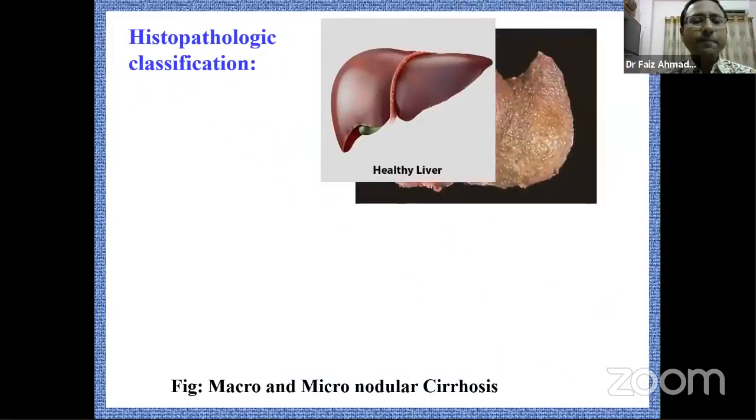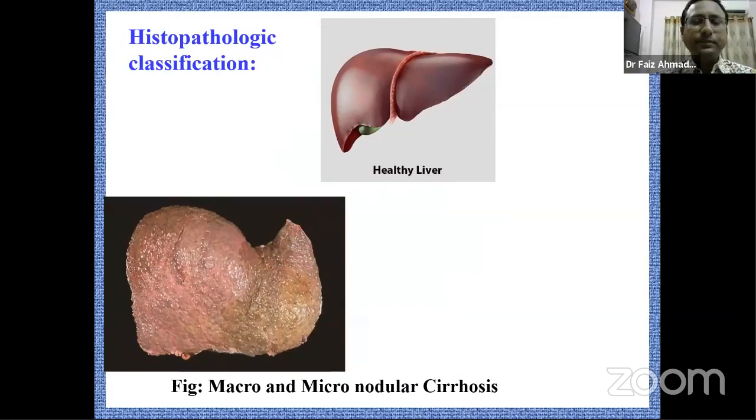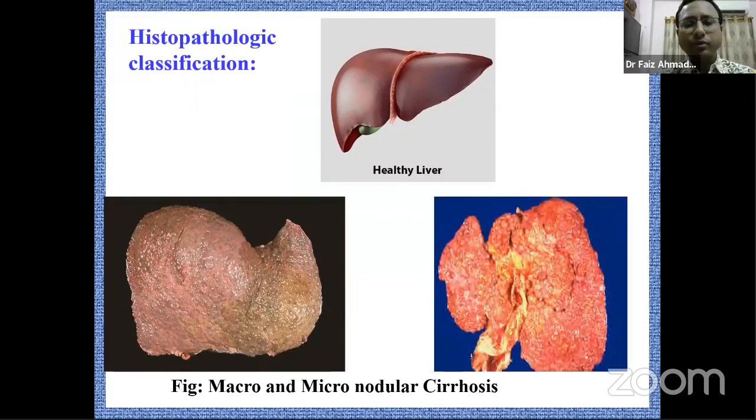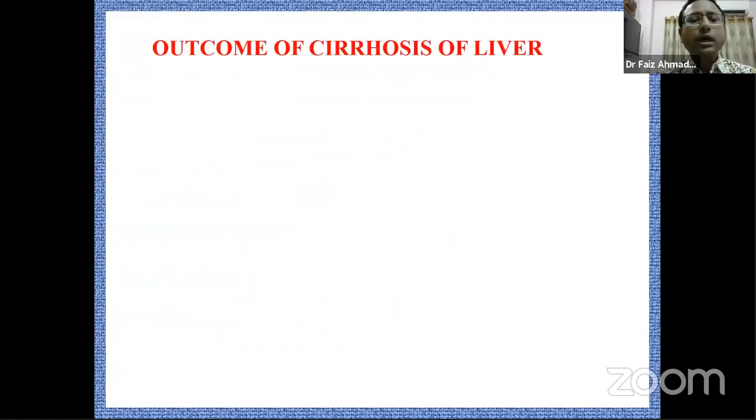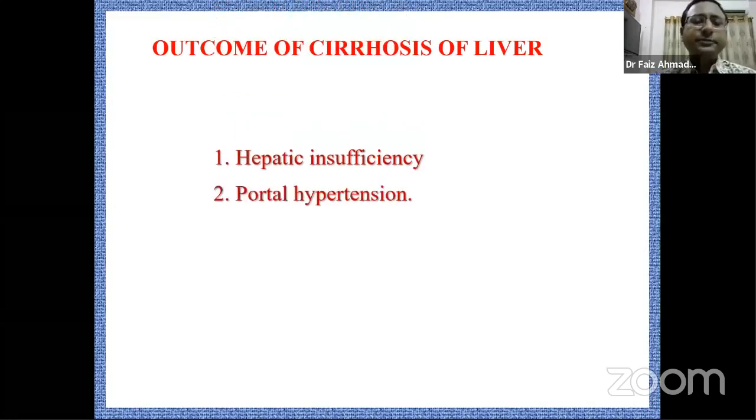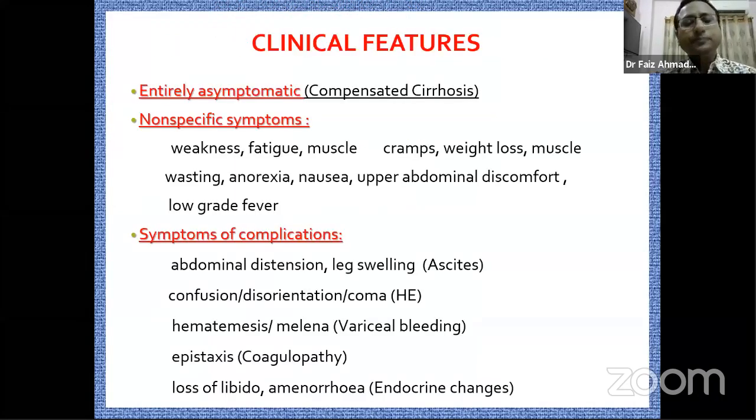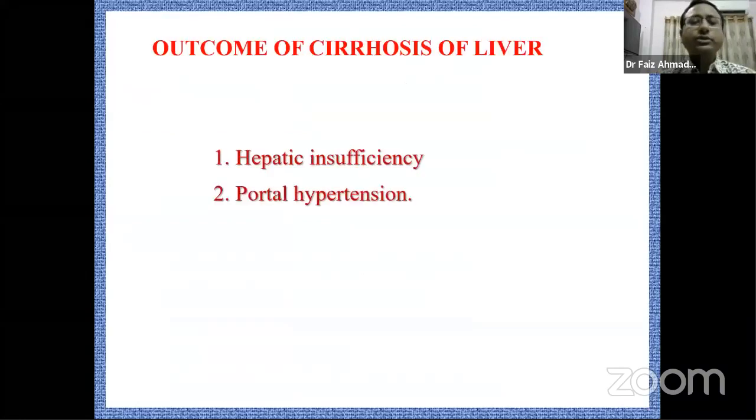So grossly, the cirrhosis can be of two types, macronodular cirrhosis and micronodular cirrhosis. Now, what is the outcome of cirrhosis of liver? There are two gross outcomes of cirrhosis of liver. Number one is hepatic insufficiency, because of generalized hepatocyte destruction.